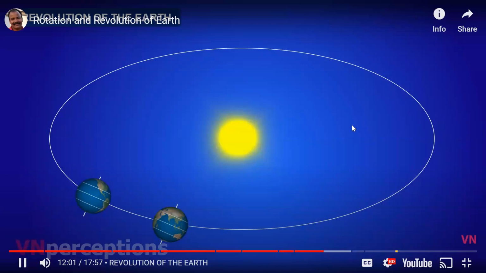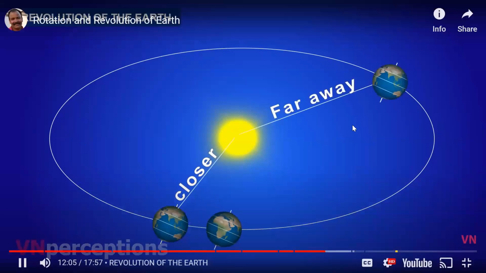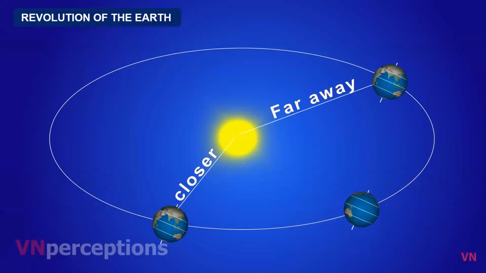There are times when the Earth is closer to the Sun, and there are times when it is far away from the Sun. When the Earth comes closer to the Sun, the speed of revolution around the Sun increases. And when the Earth is away from the Sun, the speed of revolution reduces. This is mainly because of the gravitational force of the Sun.